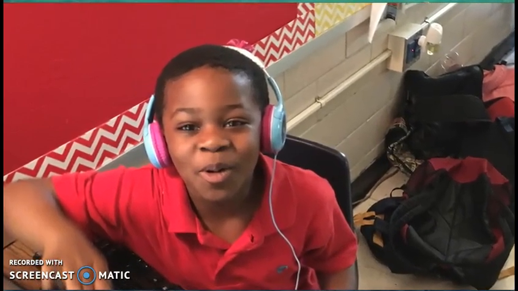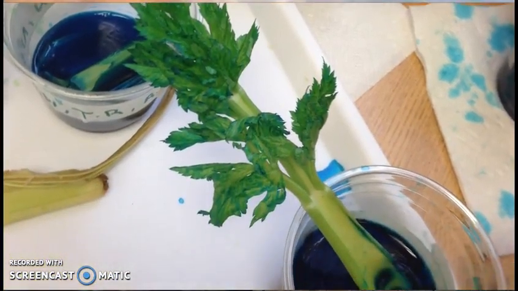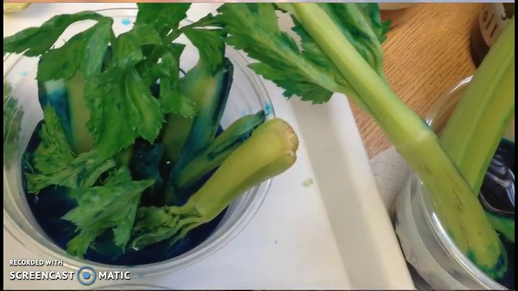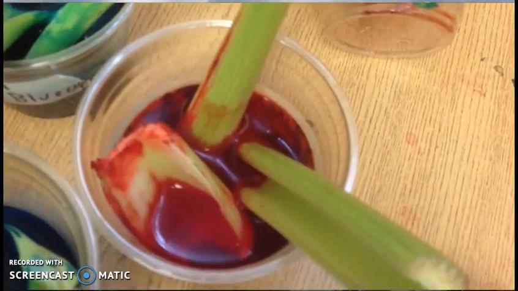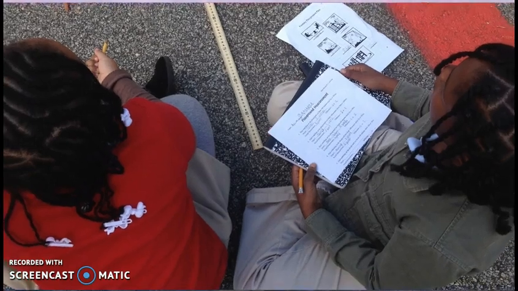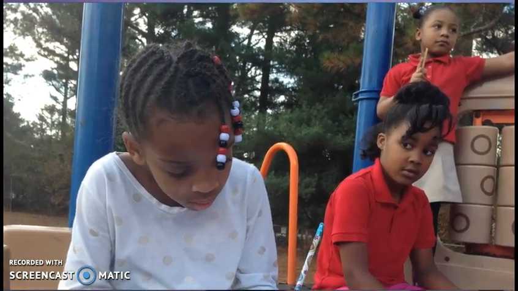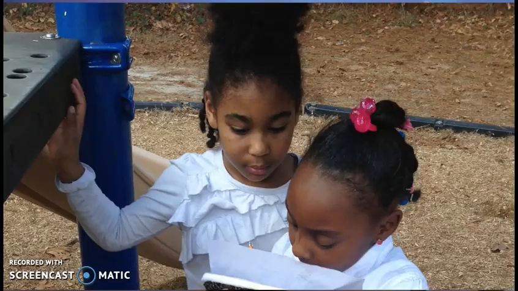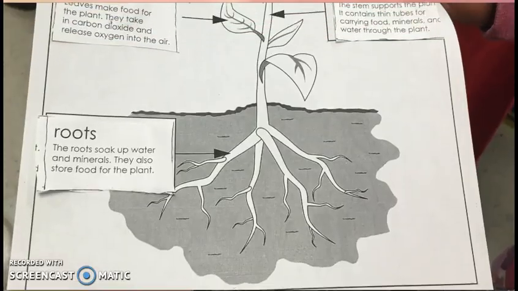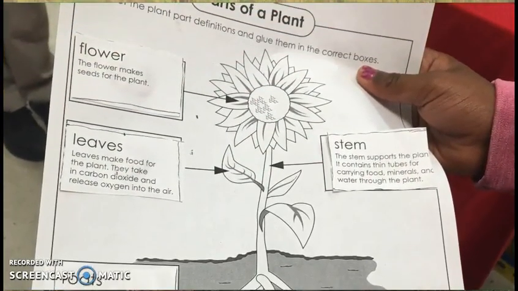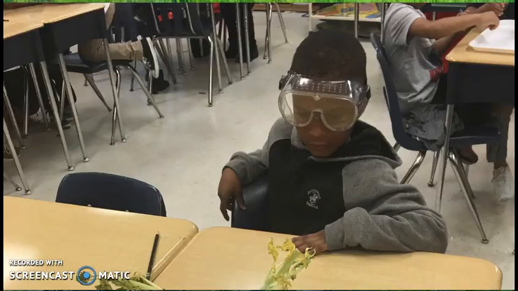This is John editing his video on the computer, a picture of the celery plants a couple of days after the original start date. Of course, there's another mess because they're little people, and that's just what they do. This is us on the playground. They're measuring how far up the water has gone. They're journaling their findings. This is a completed assessment. Of course, safety first with the goggles. That's John.